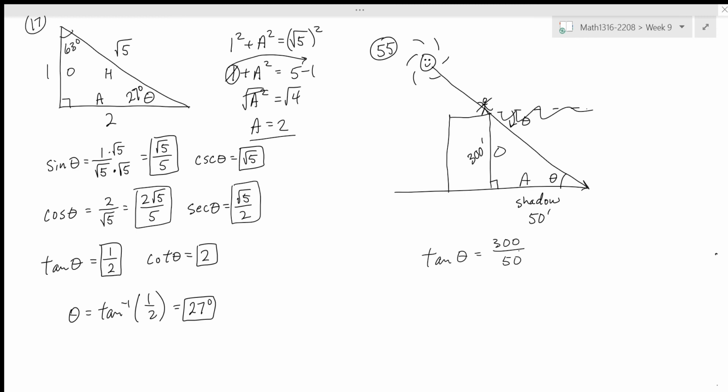What if O and H would have had numbers? Then we'd use sine. What about A and H? Cosine. O and A? Tangent. And that's why you need to be intimate with the chief. On a platonic level, you need to be intimate with the chief.